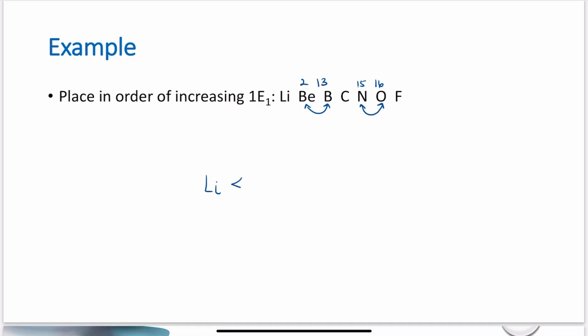So lithium is less than boron, is less than beryllium, less than carbon, less than oxygen, less than nitrogen, less than fluorine. So the general trend holds. You have to understand why it doesn't hold though, and I often do it by understanding, not just trends, because I find that the understanding behind it helps you get the right answer. The trends, you have to remember exceptions.